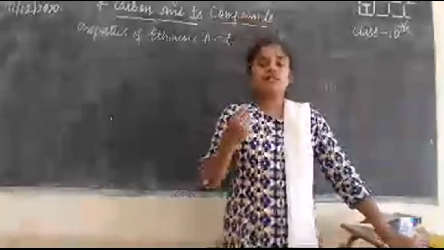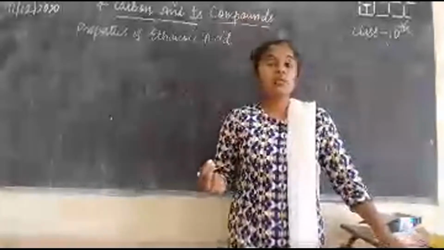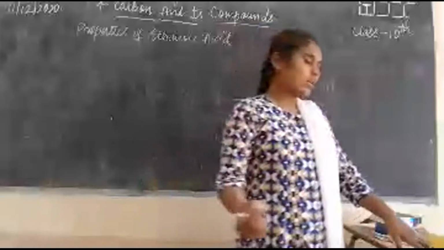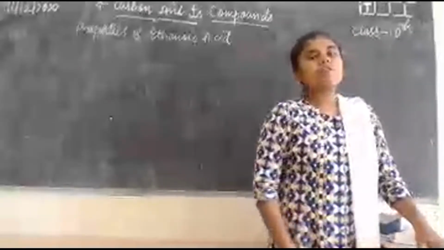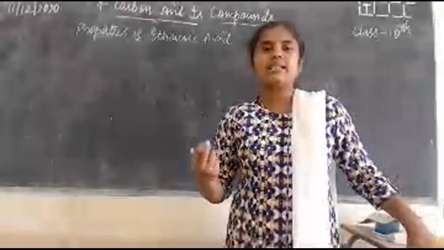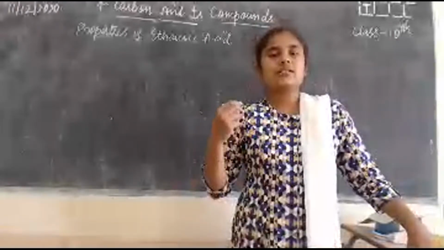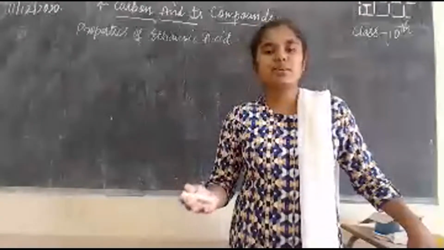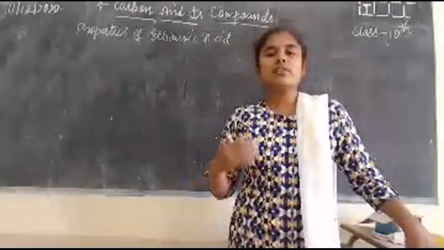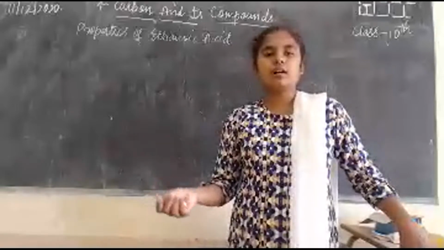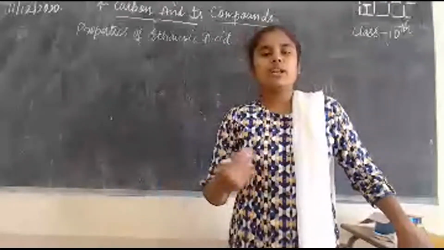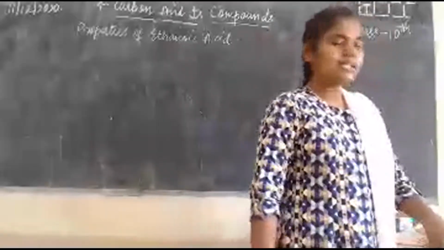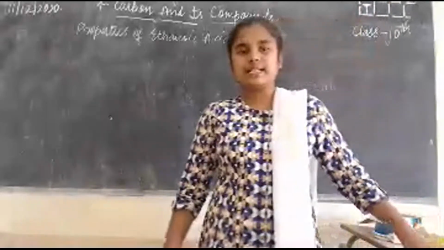Then when this ethanoic acid or acetic acid is mixed with 5 to 8% of water, that 5 to 8% solution of acetic acid is called vinegar. So this vinegar you can use for preservation purposes. It is used as a preservative in many pickles, and in our household we use this vinegar for various purposes. So this was about ethanoic acid or acetic acid.